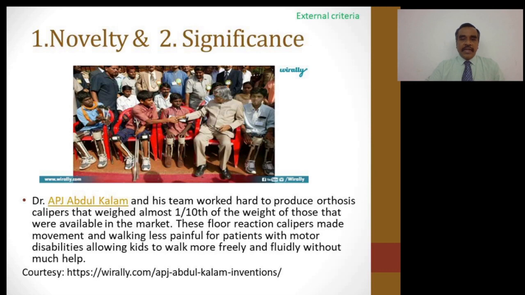So the novel idea of APJ Abdul Kalam is to produce the orthosis calipers with less weight so that the beneficiaries, especially the patients with motor disabilities, can wear these calipers and they can walk freely without need of much help from others. So the research is very novel and also significant. In that way, your research must be new and contributive for the society and others.